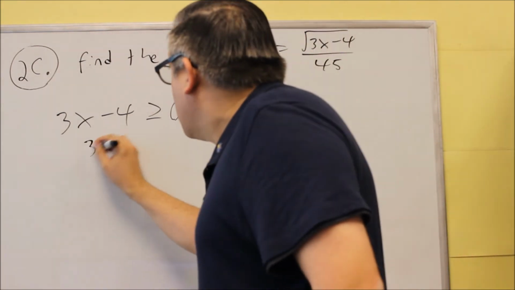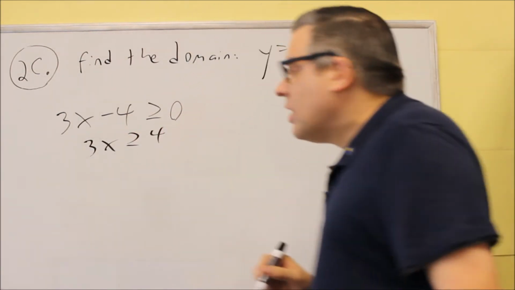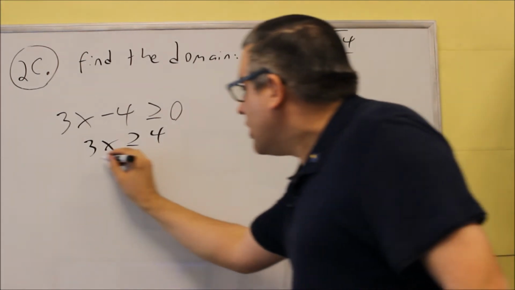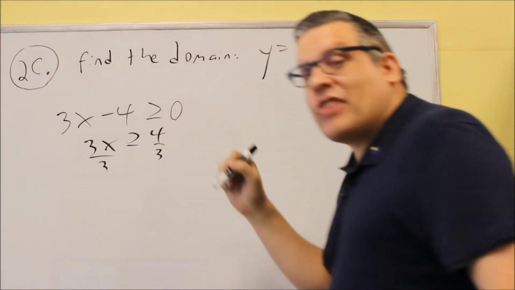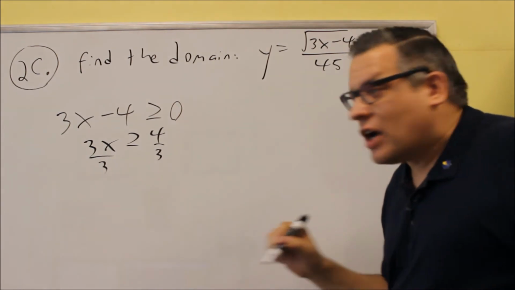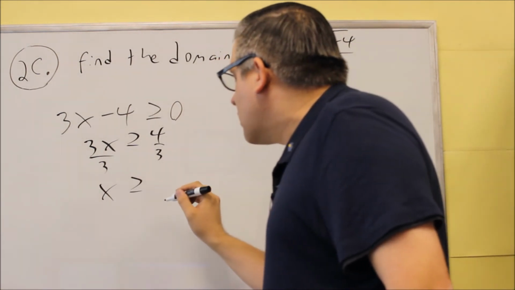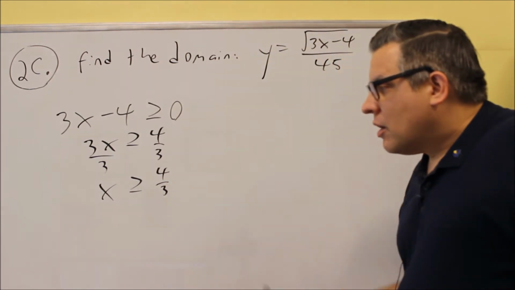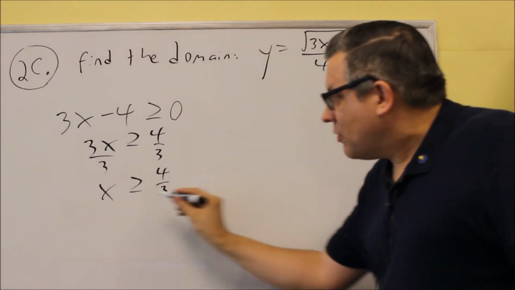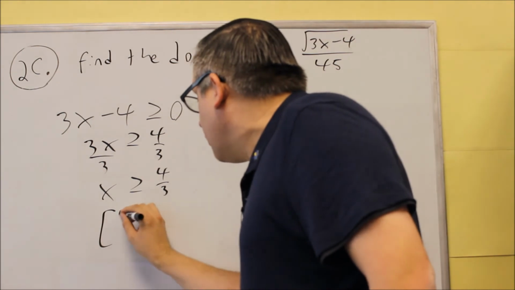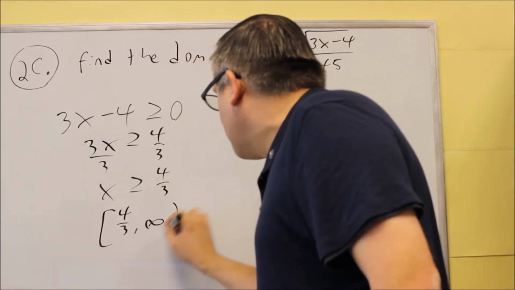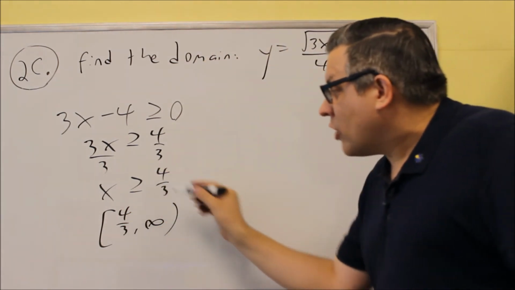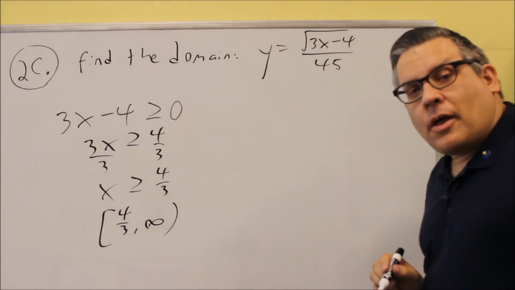You're going to add 4 to both sides, and then we're going to divide both sides by 3. Now we're not dividing by a negative this time, so the sign does not switch. We can just keep it as x is greater than or equal to 4/3. So for this one, the equal sign means that we are going to include 4/3 in the bracket. So we're going to do that, and it's greater than, which means it's going to go to positive infinity.